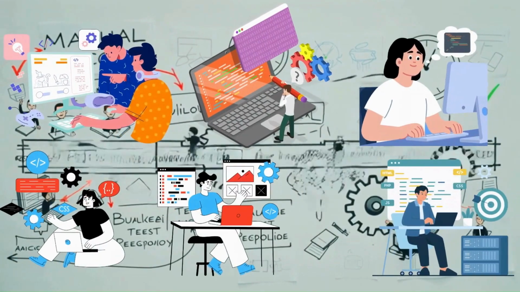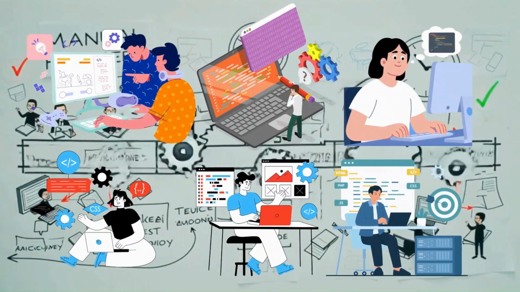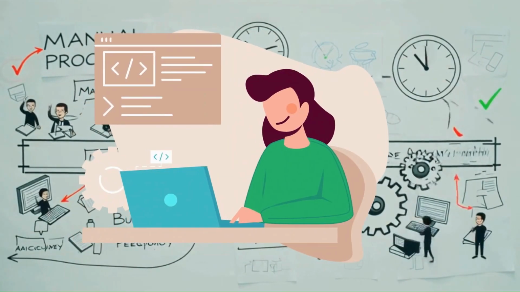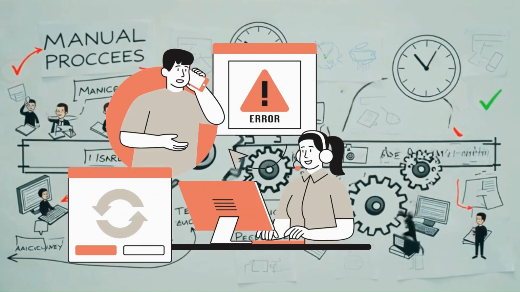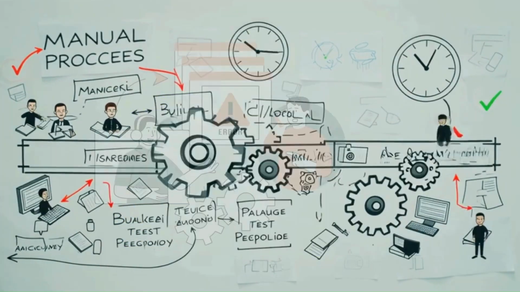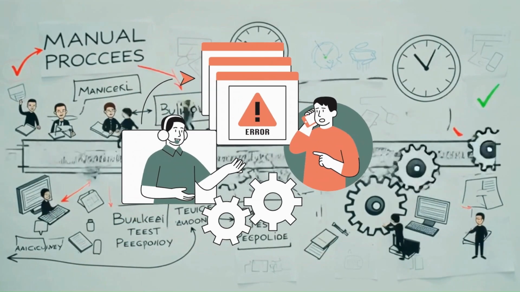Imagine a software team with 20 developers. Every developer is writing code. Someone changes the login system. Someone else changes the database. Another developer updates the front end. And another developer fixes a security issue.